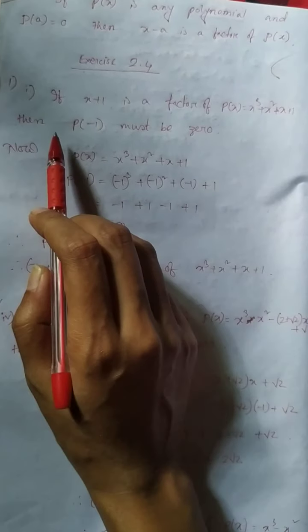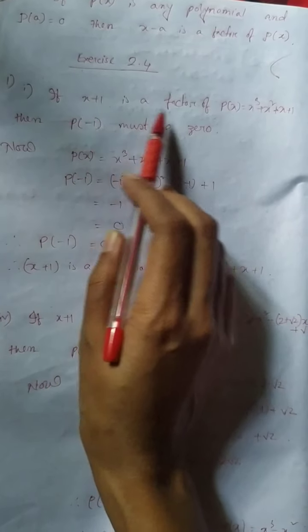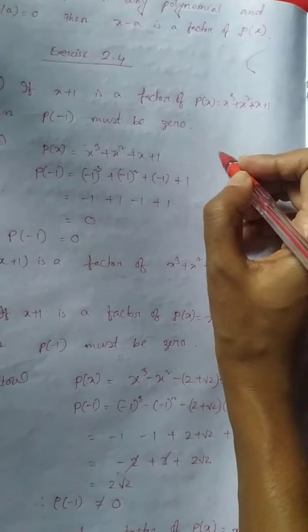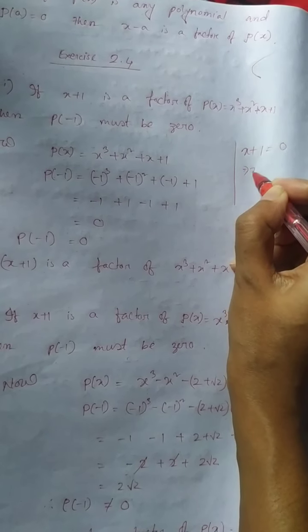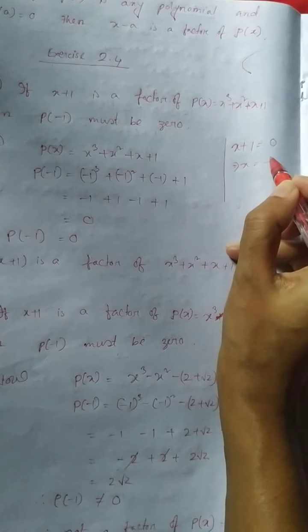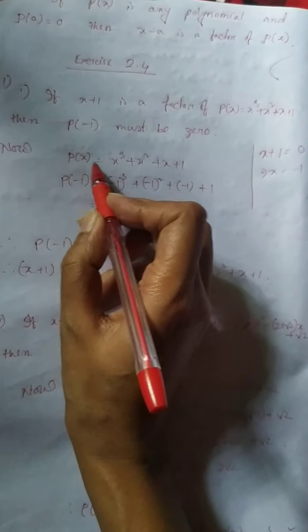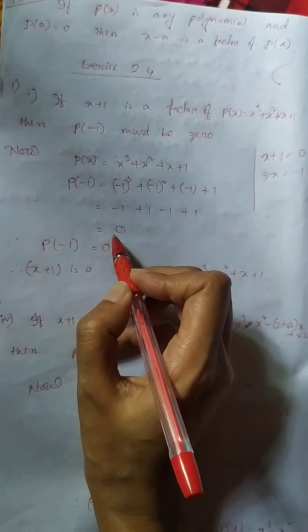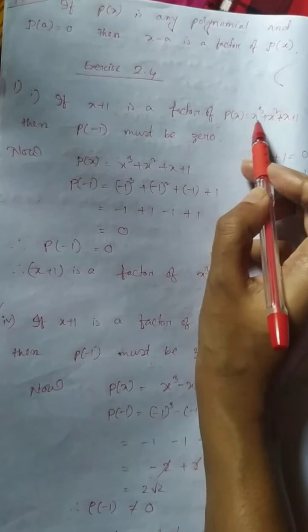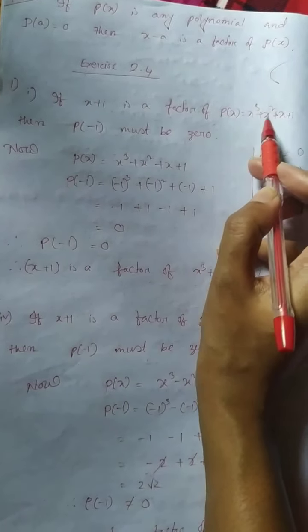Now you see, if x plus 1 is a factor of this polynomial, then if I write x plus 1 equals 0, I will get x equals minus 1. So now put this minus 1 into this polynomial. If you get 0, then x plus 1 will be a factor of this polynomial. So I got 0 here, so I can write x plus 1 is a factor of x cubed plus x squared plus x plus 1.